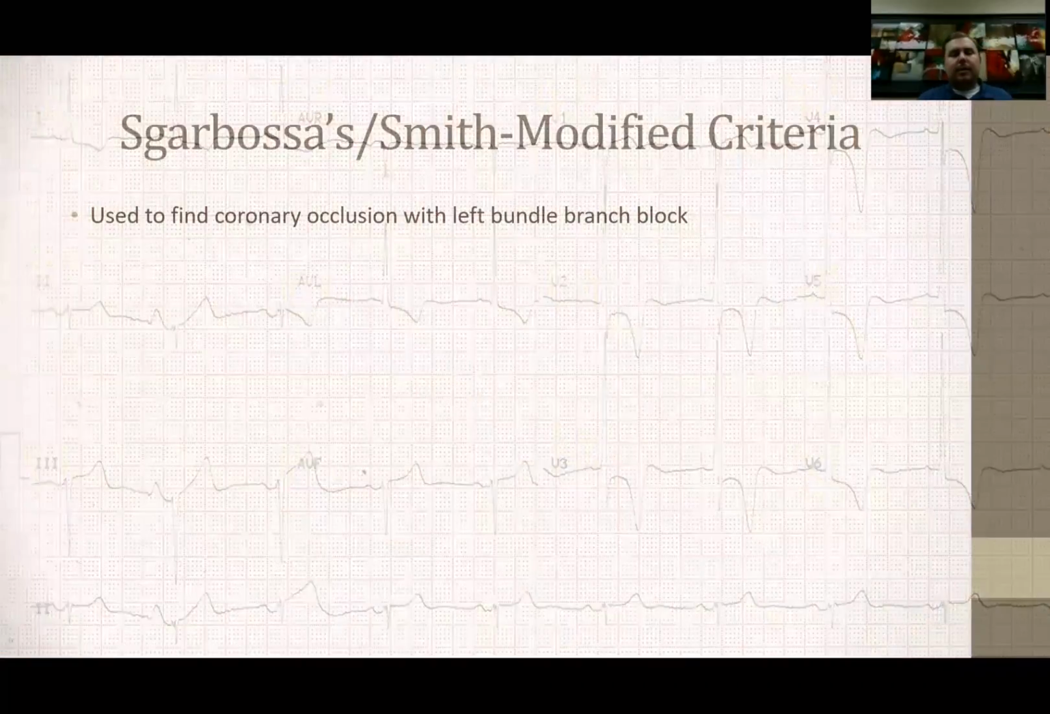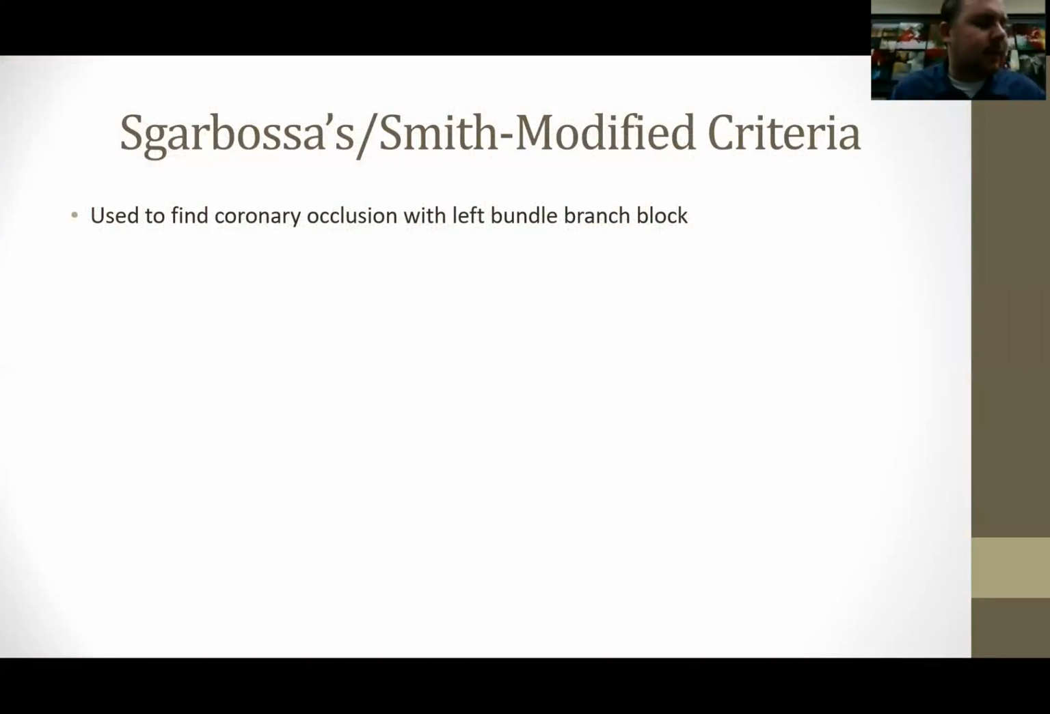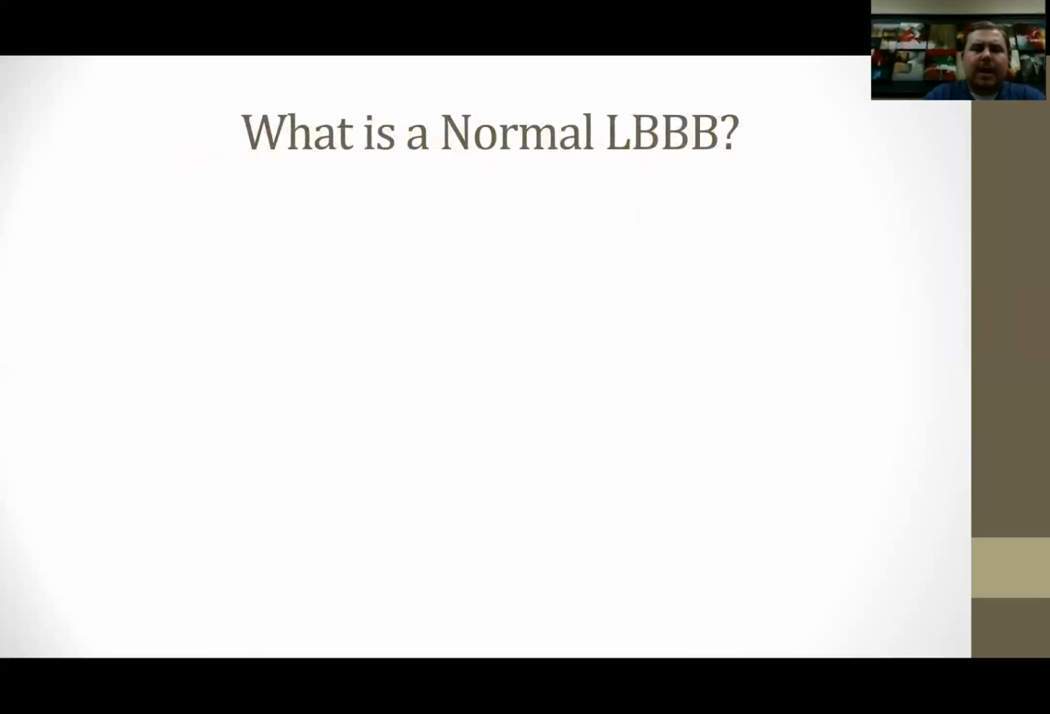All right, so we're running out a little bit of time, so this is our last section, and we're going to discuss Sgarbossa criteria, more specifically Smith's modified Sgarbossa criteria. So we use it to help find STEMI with a left bundle branch block, and we'll go over that criteria.